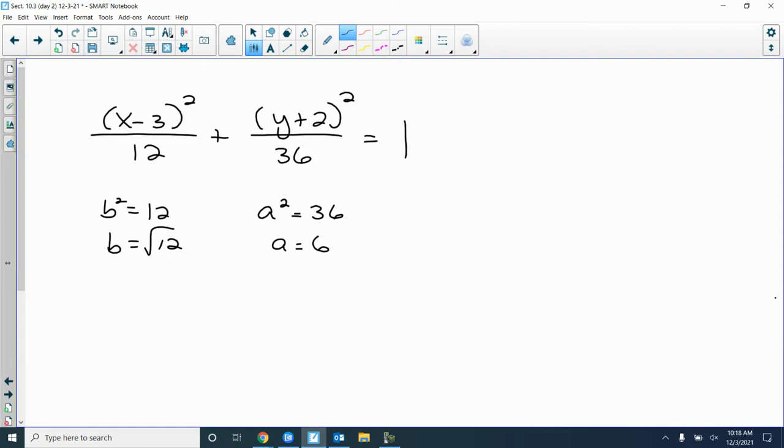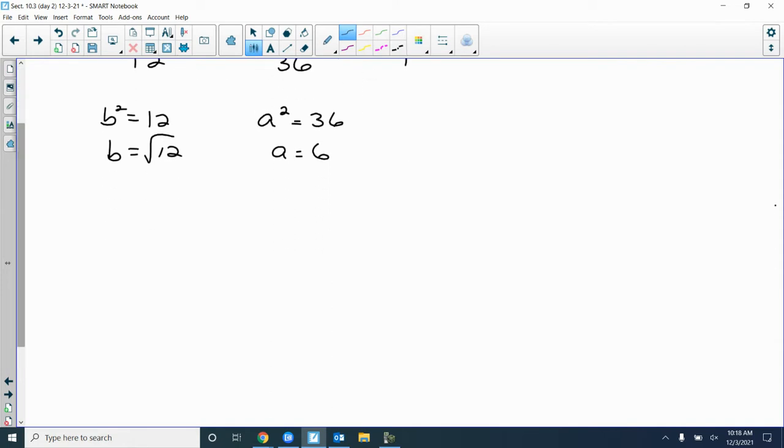How would you graph it? You just have to estimate. You would go from your center up and down 6, and then you would go left and right the square root of 12. Okay, that can happen. Just make sure you don't say it always has to be a perfect square. Also, what if you end up, when you do the completing the square, what number was that?